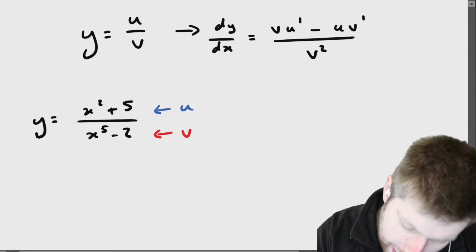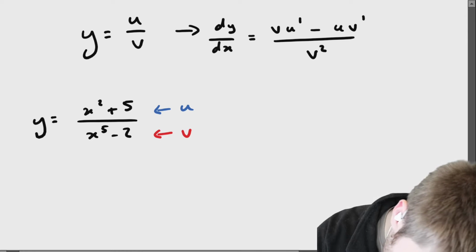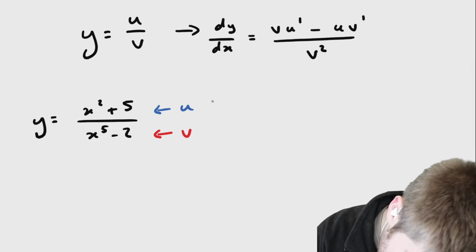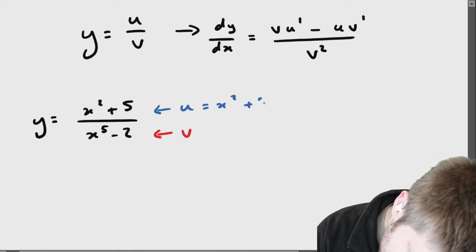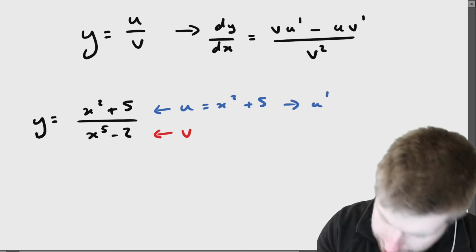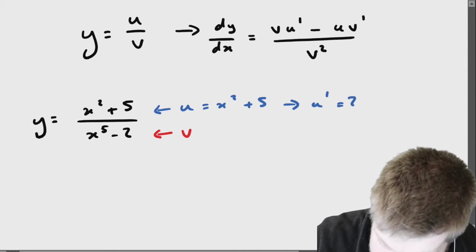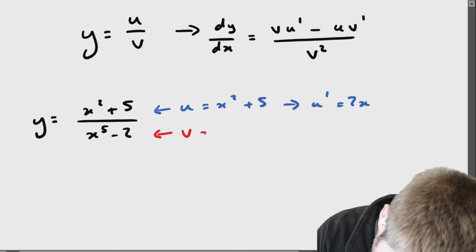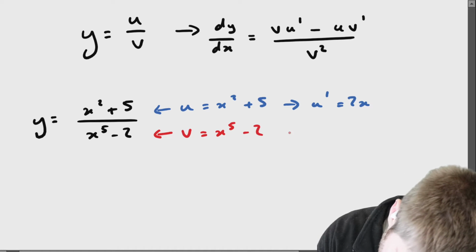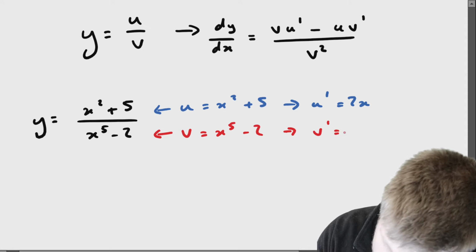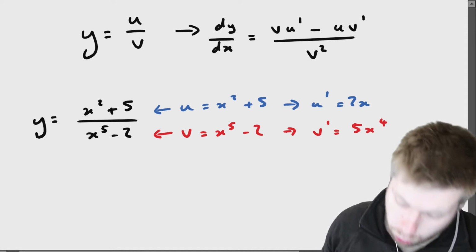So let's say, well, okay, we've got u is equal to x to the power of 2 plus 5, which means the derivative of u, because we're going to need that, will just be equal to 2x. And then the denominator, well, we have v is equal to x to the 5 minus 2, which means the derivative of v is going to be 5x to the power 4, okay?